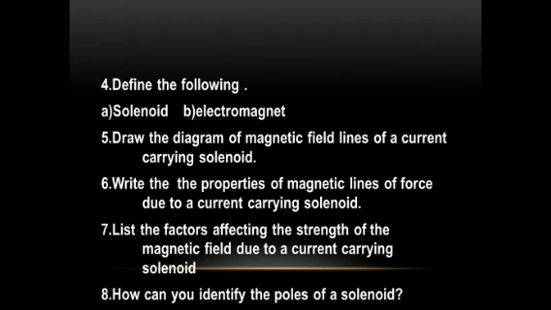Define the following: solenoid and electromagnet. Draw the diagram of magnetic field lines of a current carrying solenoid. Write the properties of magnetic lines of force due to a current carrying solenoid. List the factors affecting the strength of the magnetic field due to a current carrying solenoid. Then, how can you identify the poles of a magnet?